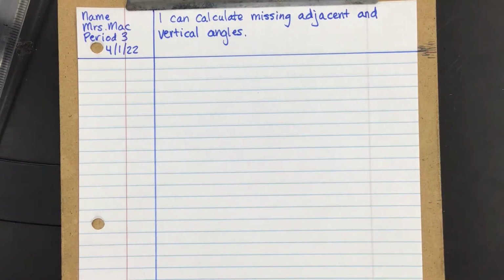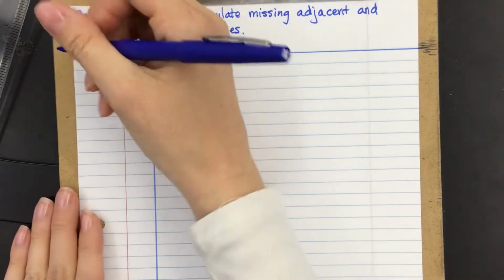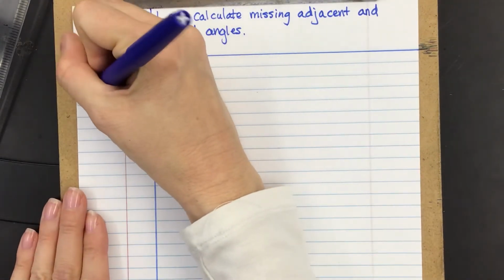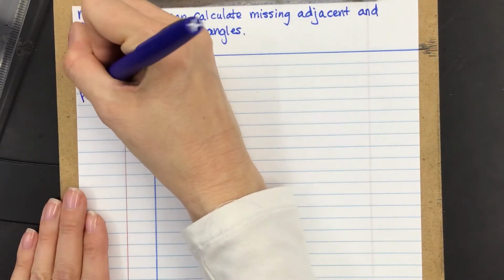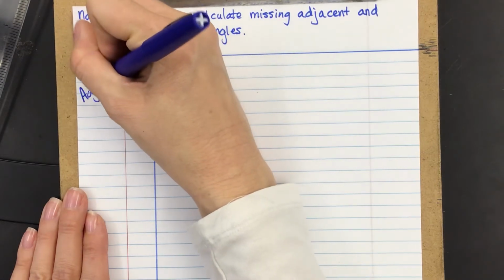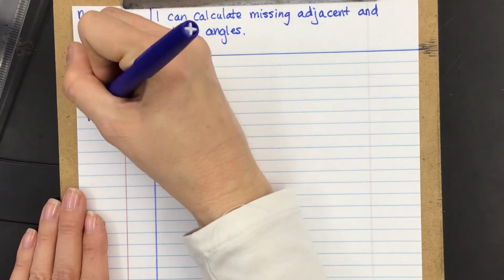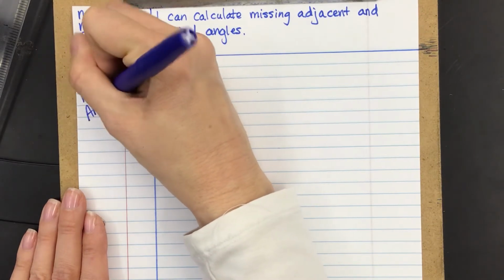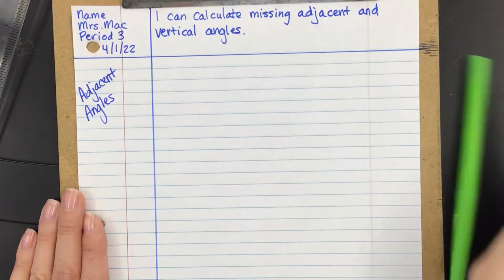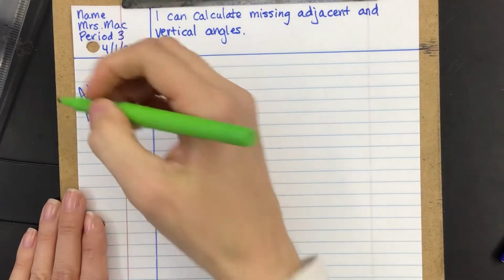Okay, so the first thing we're going to look at today is adjacent angles. Adjacent angles kind of drum to the same beat as complementary and supplementary angles, but they don't add up to 90 or 180. Well, I guess they could, but they are kind of like the flexible angles. I'll show you what I mean.